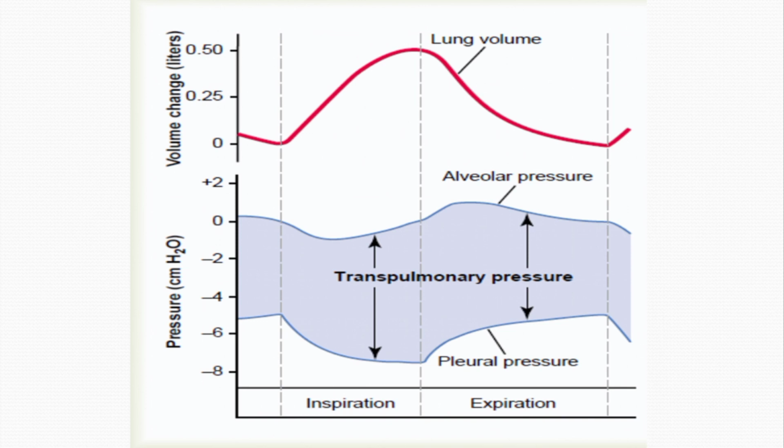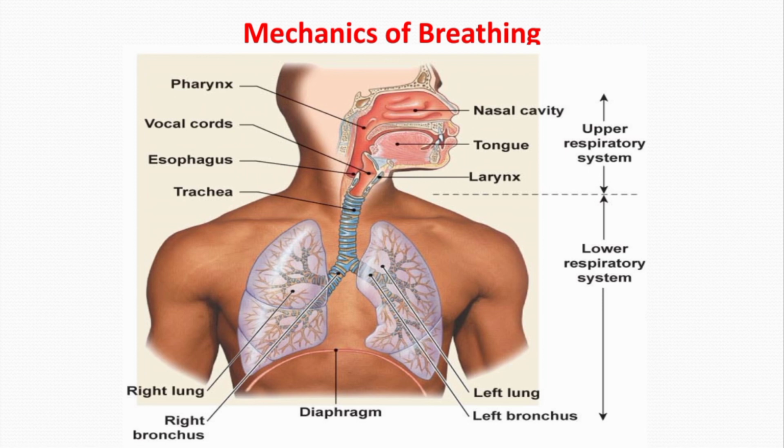So the third pressure is transpulmonary pressure, and it is the difference of alveolar and pleural pressure. So these were the three pressures in the lungs, and now based upon these pressures we will try to build a concept of mechanics of the breathing, or how the inspiration and the act of expiration takes place.